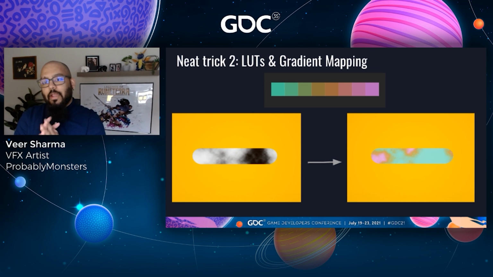So essentially, the way we map our gradient to our texture is, as you can see above, we have our gradient that goes all the way from teal to tan to pink. And down below we have our texture that has some whites and grays and blacks. And when it's fully mapped, you can see that the white parts are pink, the gray parts are tan, and the black parts are teal.